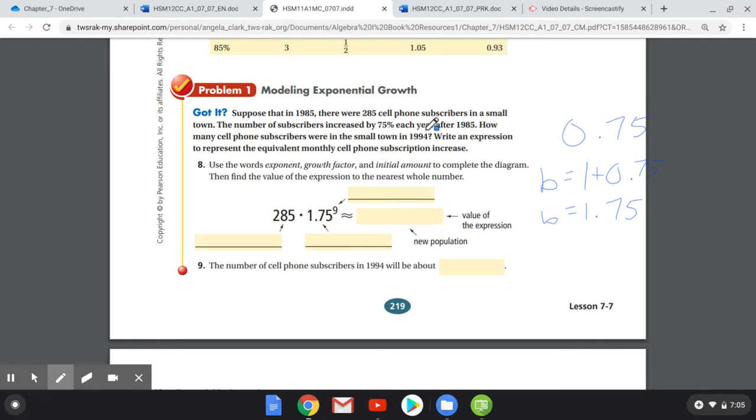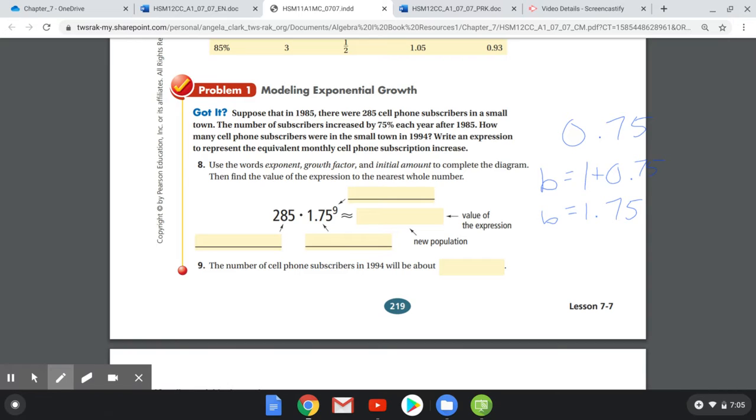Then the exponent is the number of times this increase has happened. It increases each year, and we're going from 1985 to 1994. So that's 9 years, and it increases one time each year. So if we increase once a year and we've gone for 9 years, then our exponent needs to be 9, because we've increased 9 times.